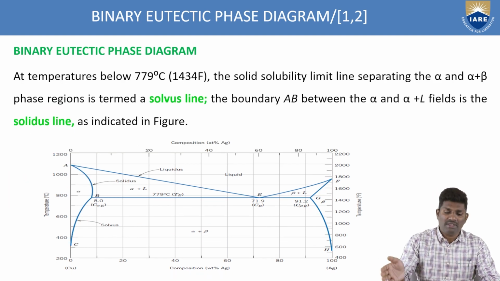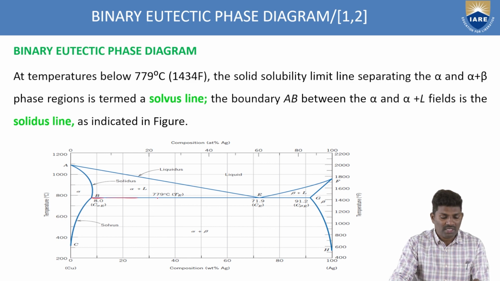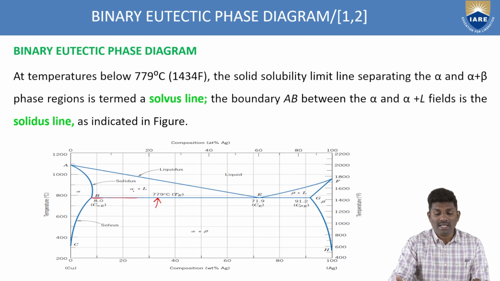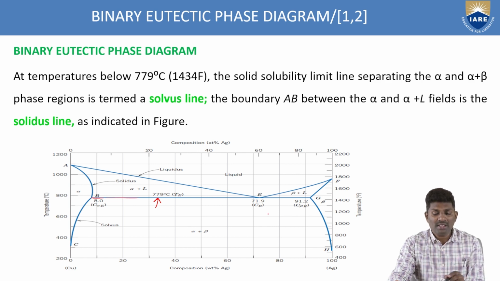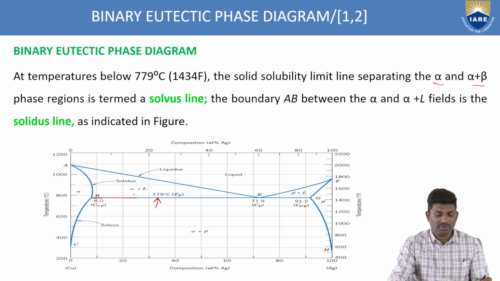Now if you see in this reverse case, what is happening at a temperature of 779 degrees centigrade, that is at this line? You can see here 779 degrees centigrade, the solubility line separating the alpha and alpha plus beta, is it not? If you see here clearly, this line is separating the alpha and alpha plus beta. So this is the line of separation for alpha and alpha plus beta.